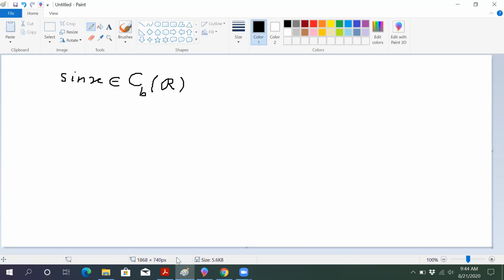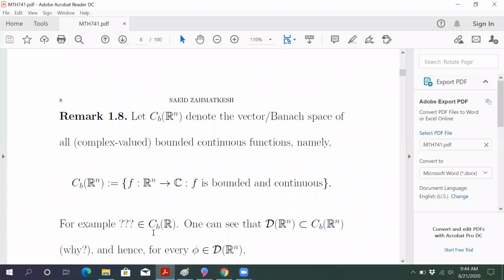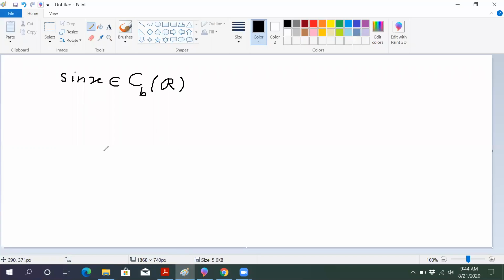So can you give me another example? Of course, we have a lot of examples. Another example is, if you agree with me, cosine x, right? Cosine x. This is another bounded continuous function on R, okay? From R into R, it's continuous and bounded, right? Okay.